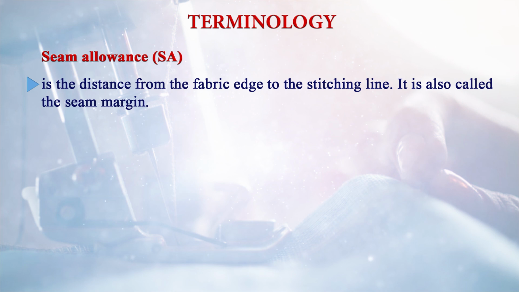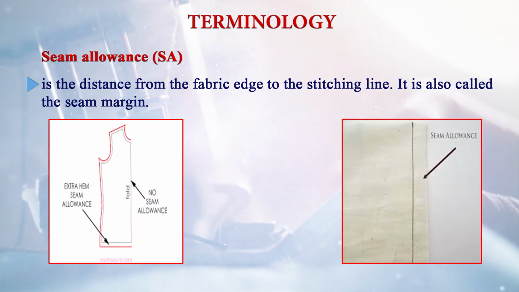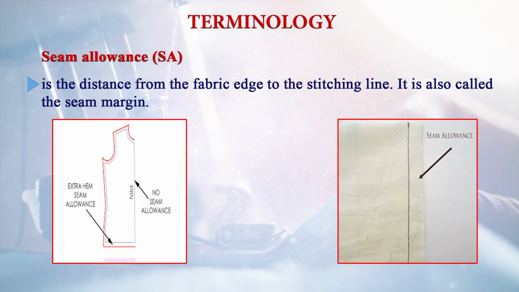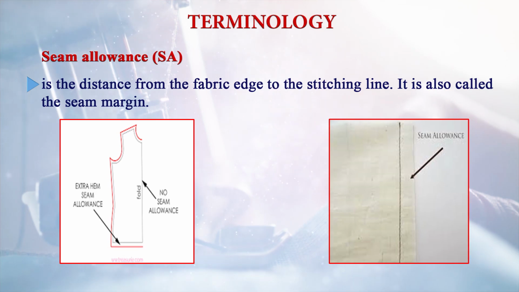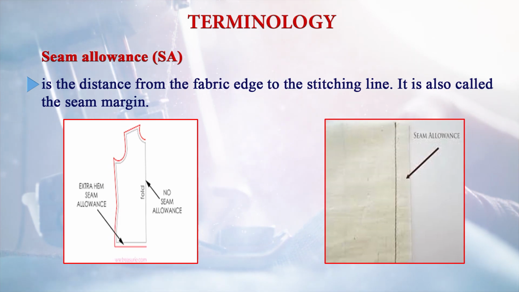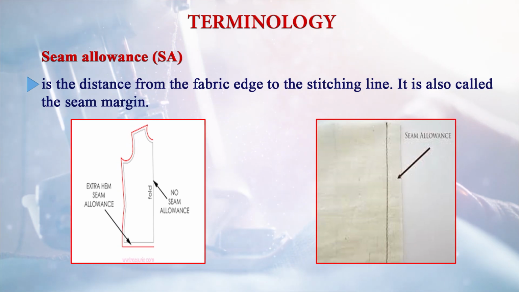Like you can see in the first picture, a pattern is developed and the red line, the outer line of the pattern, is the marking of the seam allowance.